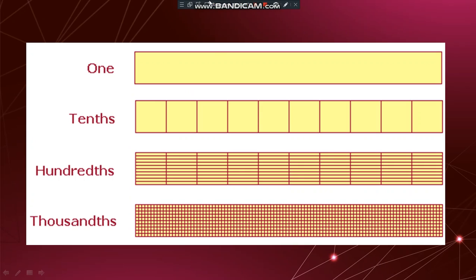As you can see, this is 1. After 1 you have tenths, but before 1 you have tenth. This 1 is divided into 10 parts, that is why it is called tenths. This 1 is divided into 100 parts, that is why it is called hundredths. This 1 is divided into 1000 parts, that is why it is called thousandths.